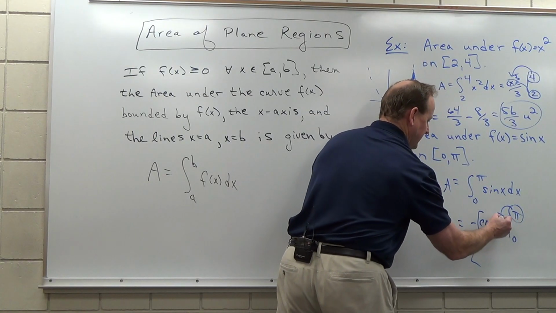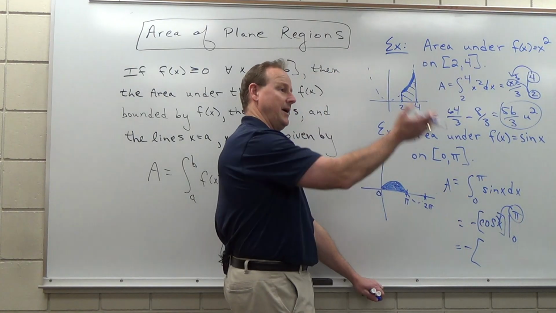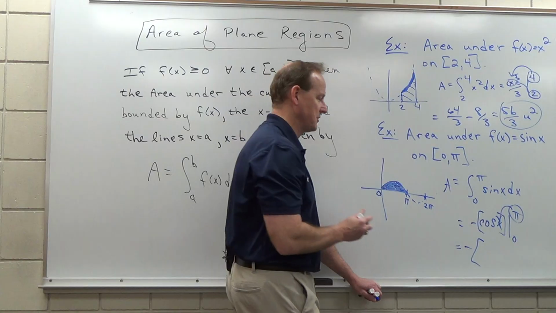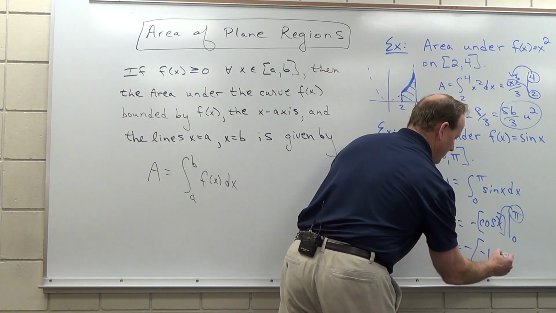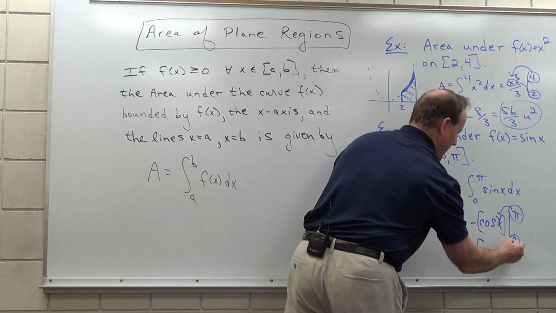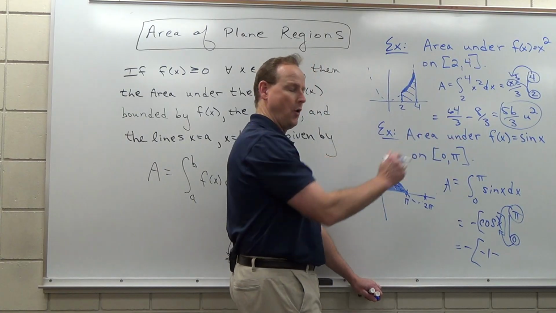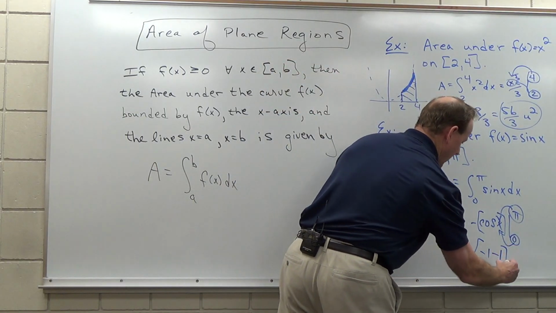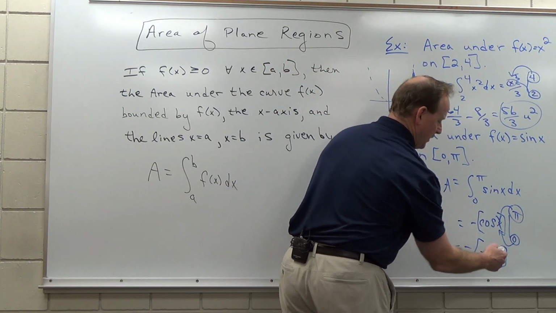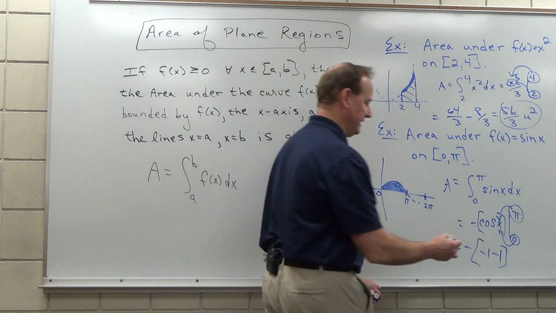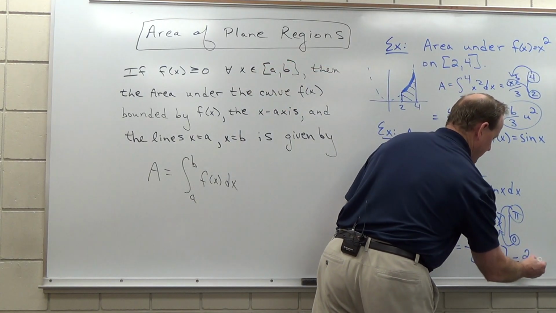If I plug pi in, cosine of pi, that's all the way over here. Cosine is your x, that's -1. And then minus cosine of 0 would be over at 1. So I'd have the opposite of -1, which is the opposite of -2, which actually equals 2.